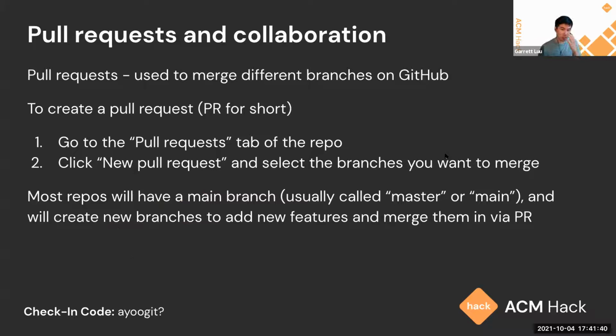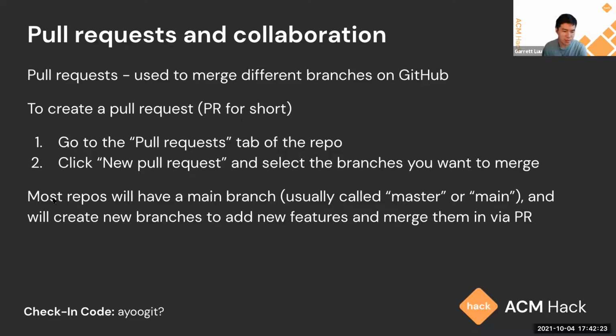So now I'm going to go over pull requests and collaboration. So pull requests are a way to merge different branches on GitHub. So essentially, if you have a branch, let's say, and you added some stuff, you changed some things, you want to merge it back into the main branch, typically you would create a pull request for that. So for example, in open source, if you made a change and you want to contribute to some project, you would make a pull request, and then someone would review it and eventually merge it. So to create a pull request, you simply go to the pull request tab of the repo and then click new pull request. And then you can just select the branches you want to merge.